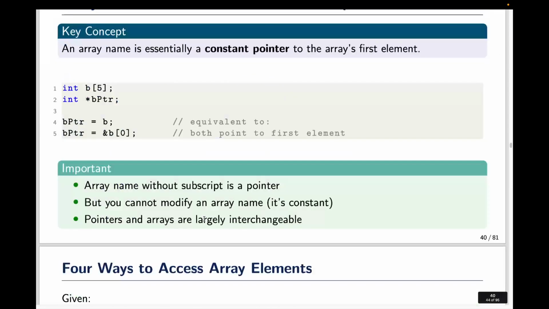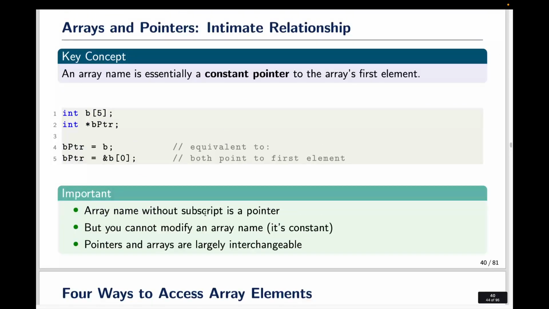Now, arrays and pointers have an intimate relationship. You can call it just a love affair. Why? Because you don't need to use the AND symbol. So if you have a BPTR, you just give it equal to B. This is actually equivalent to it already. But if you give it an AND symbol and then point it to B2, they both are exactly the same thing.